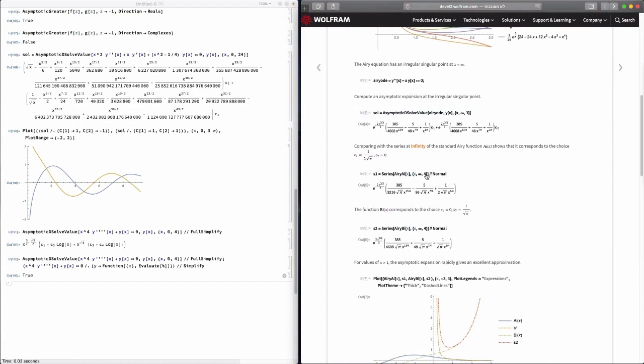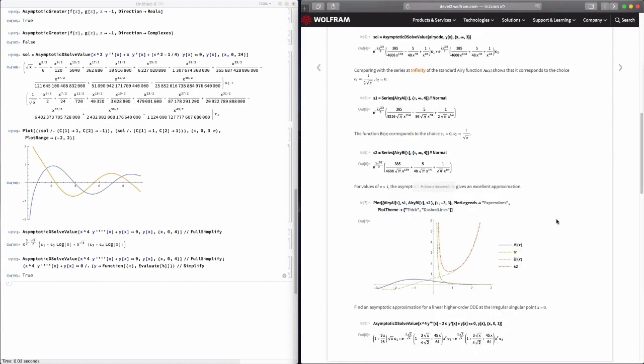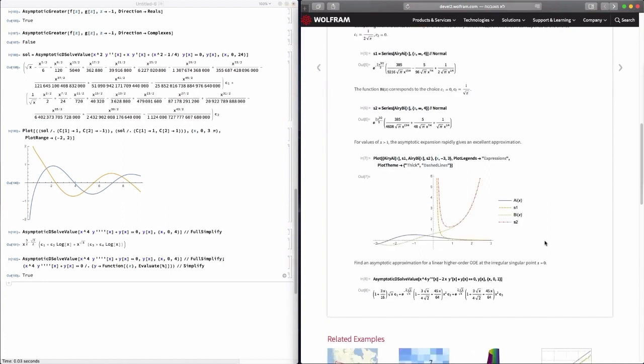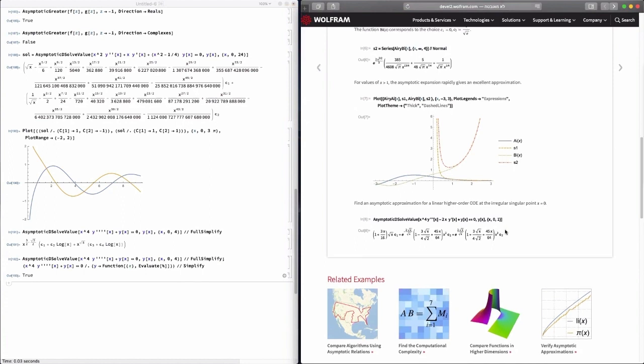If we compare with the series for the Airy function, then we find that our 2 terms are actually just the expansions of Airy AI and Airy BI. And so we found the general solution and where those 2 Airy functions come from. And this is a higher order equation that we can, again, solve. A 3rd order equation, we get 3 constants of integration.